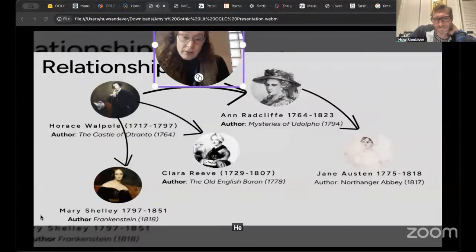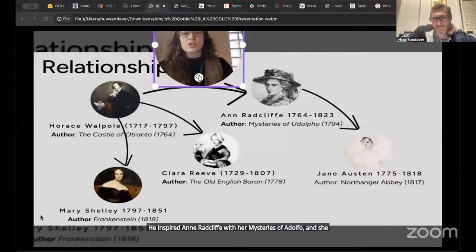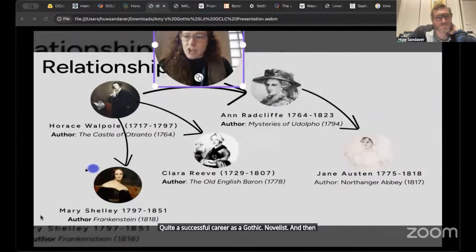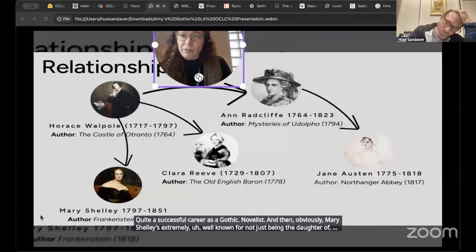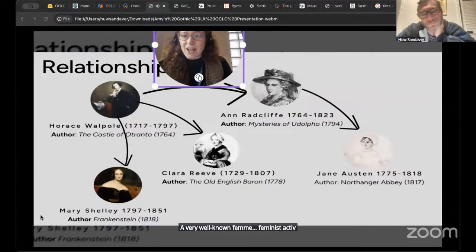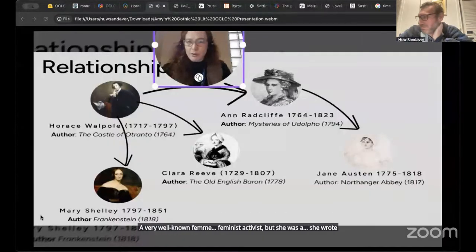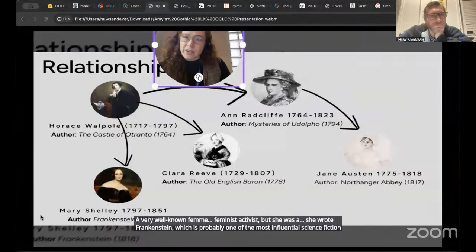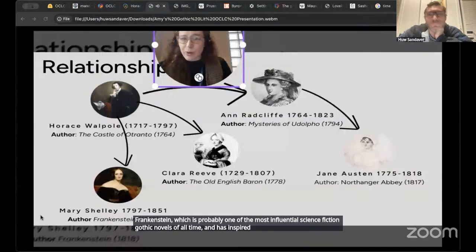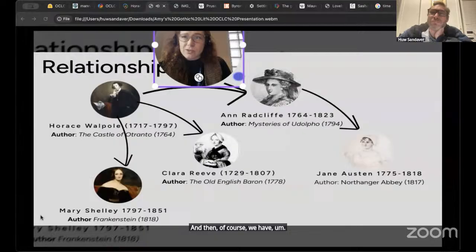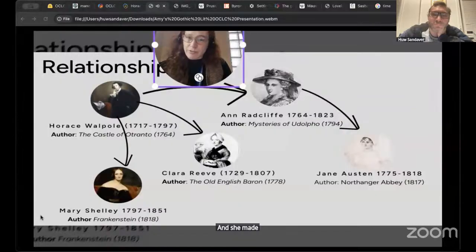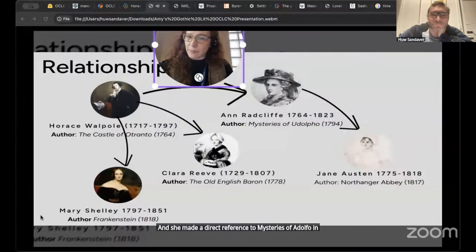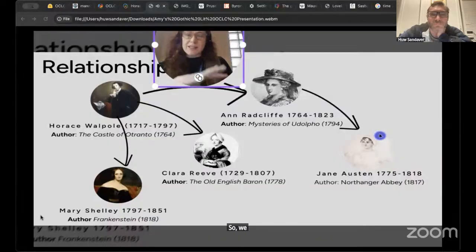He inspired Anne Radcliffe with her Mysteries of Udolpho, and she went on to have quite a successful career as a Gothic novelist. And then obviously Mary Shelley's extremely well known for not just being the daughter of a very well-known feminist activist, but she wrote Frankenstein, which is probably one of the most influential science fiction Gothic novels of all time, and has inspired so many more. And then, of course, we have Jane Austen, who's one of the greatest English novelists ever, I would have to say, and she made a direct reference to Mysteries of Udolpho in Northanger Abbey. So we have these things that make the connection.